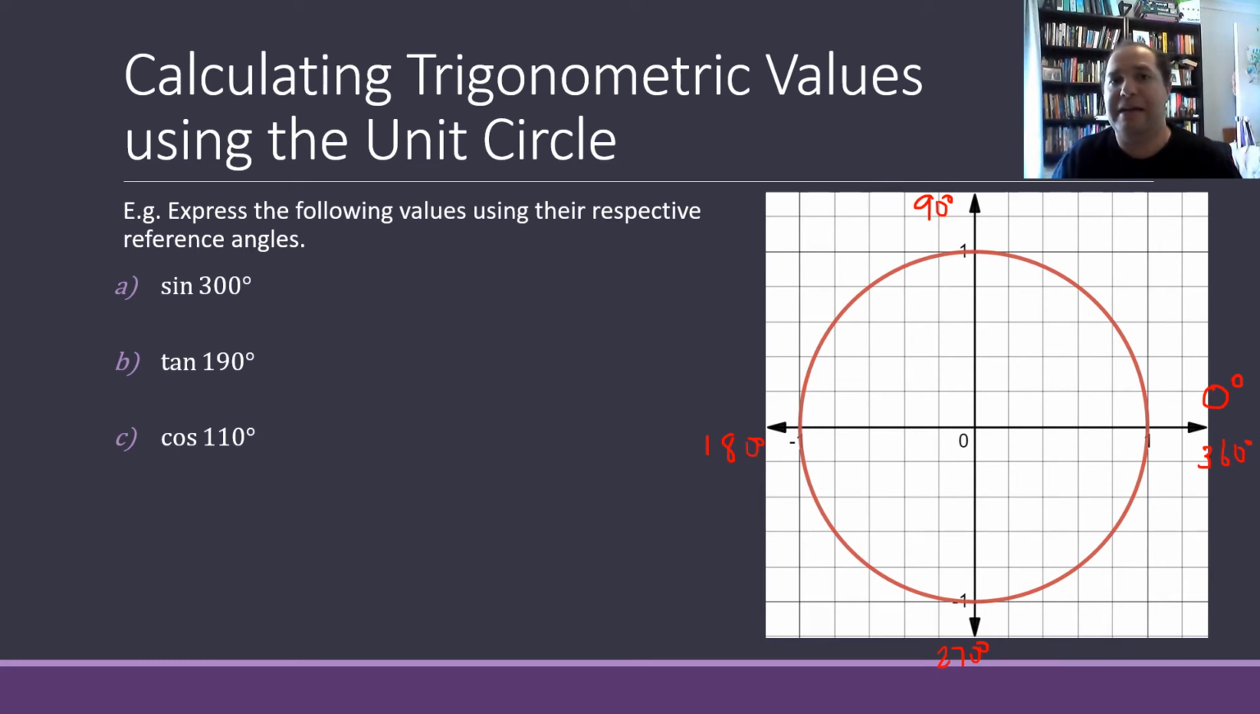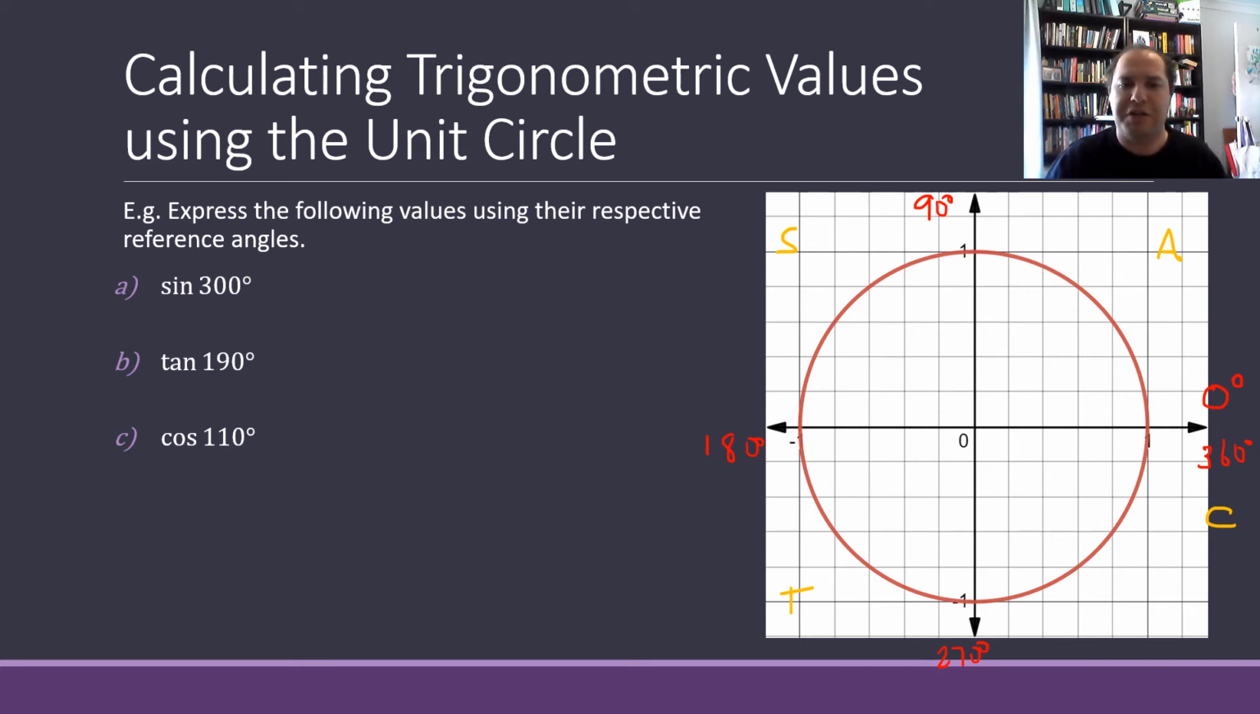I'm also going to add in our letters to help us remember which trig ratios are positive in which quadrant. So we've got all in our first quadrant, stations to central in each of our quadrants. So all positive in the first, only sine positive in the second, only tan positive in the third, only cos positive in the fourth.